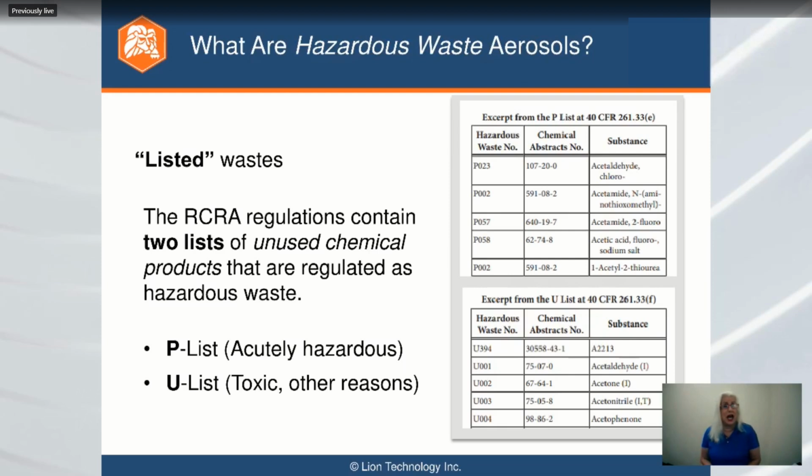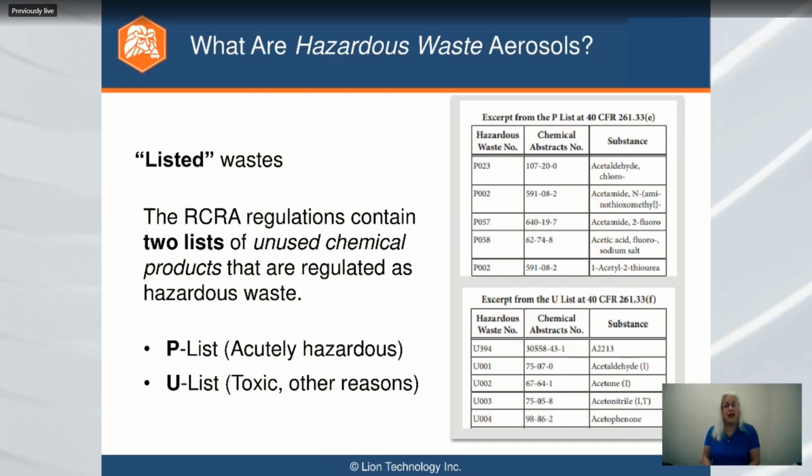Up on the screen, I have little snippets of the P codes and the U codes. Now, it is actually important to know whether your material is a P or a U listing. Keep this in mind. This is going to come back around. The P-listed hazardous wastes are acutely hazardous. That means that they're very nasty, and that in small doses, they're immediately and extremely harmful to humans. And that's why they're on the list. So those are the nasty things.